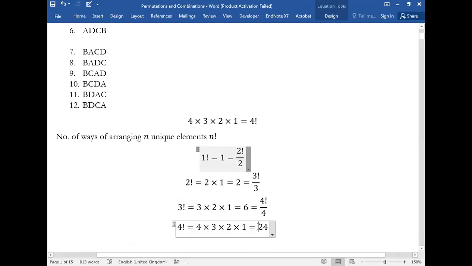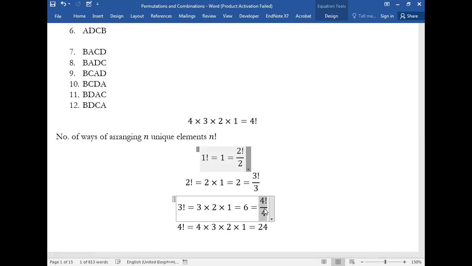Okay, what if I want to get 3 factorial from 4 factorial? Can I say 4 factorial divided by 4? 4 factorial is 4 into 3 into 2 into 1. उसको 4 से divide कर दूं, 4 and 4 cancel out. Am I left with 3 factorial? इसी तरह 3 factorial divided by 3 is 2 factorial. 2 factorial divided by 2 is 1 factorial, इसी तरह 1 factorial divided by 1 will be 0 factorial.